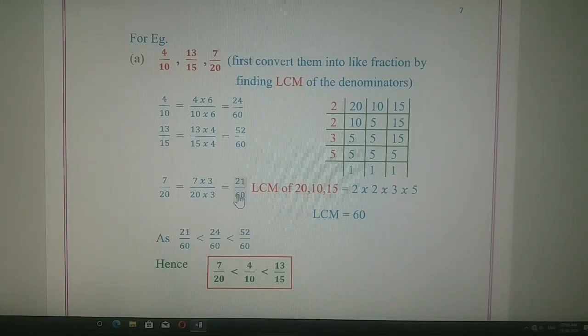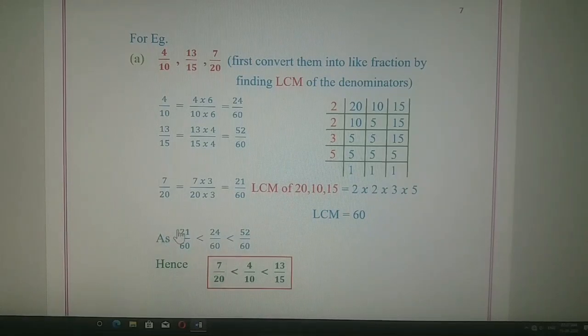Now if we observe, 21 is smaller than 24 and 24 is smaller than 52. Hence we can arrange the fractions in ascending order. 21 upon 60 is less than 24 upon 60, and 24 upon 60 is less than 52 upon 60. Hence these answers can be arranged in ascending order by arranging the original question in ascending order.